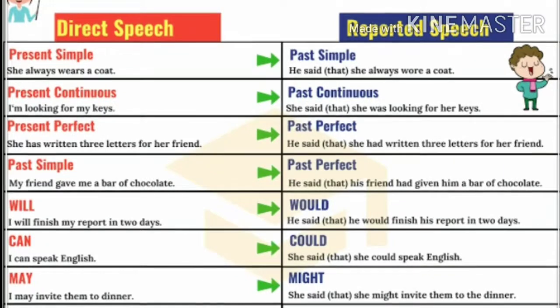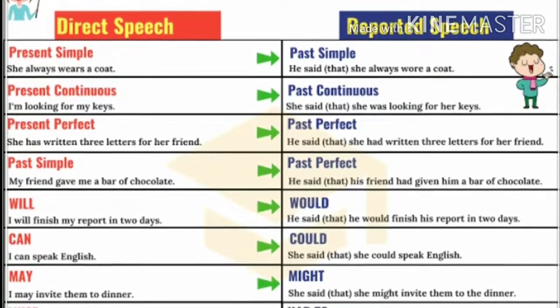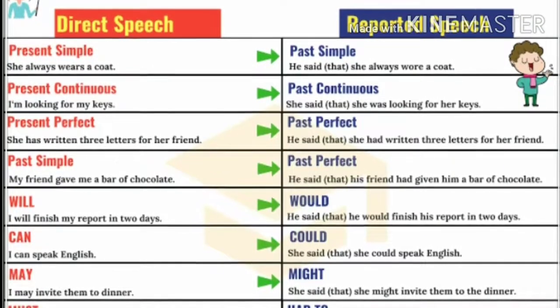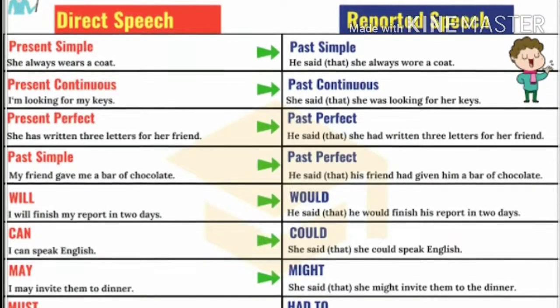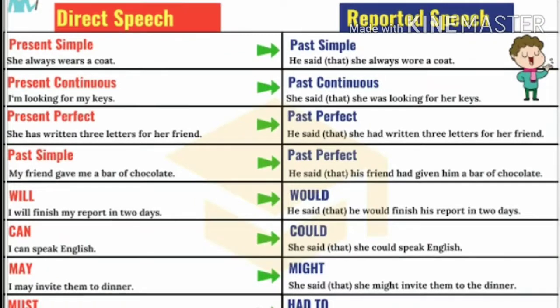My friend gave me a bar of chocolate. Past perfect will be: he said that his friends had given him a bar of chocolate. Alright. Your modal auxiliary verb will change to would.